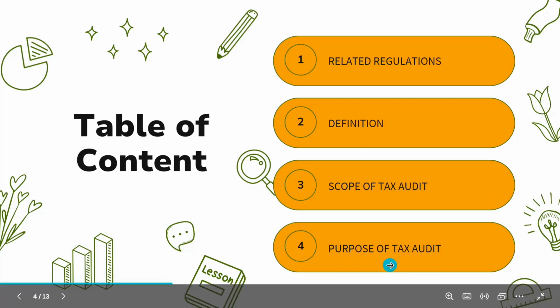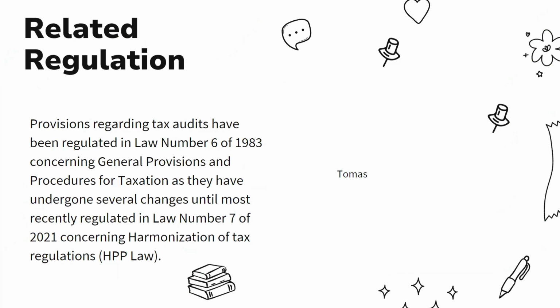Okay, so the related regulation. Provisions regarding tax audit have been regulated in Law Number 6 of 1983 concerning General Provisions and Procedures for Taxation, as they have undergone several changes until most recently regulated in Law Number 7 of 2021 concerning Harmonization of Tax Regulations, or as we know it, the HPP Law.